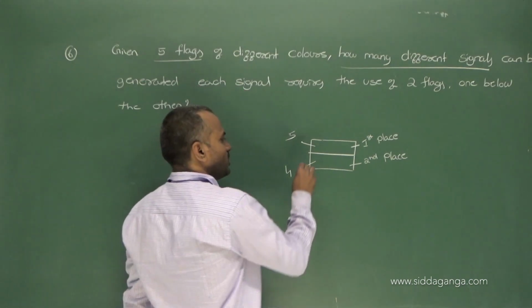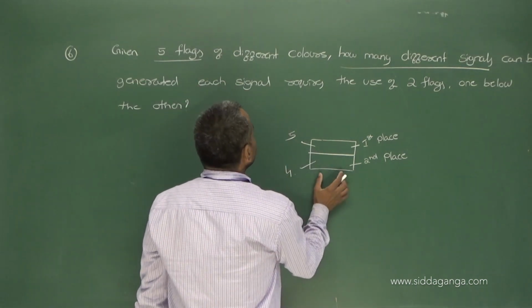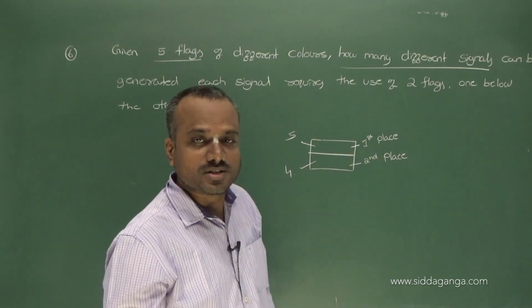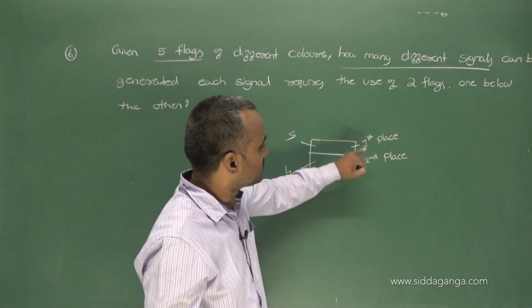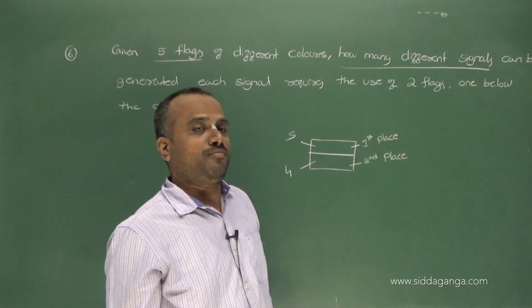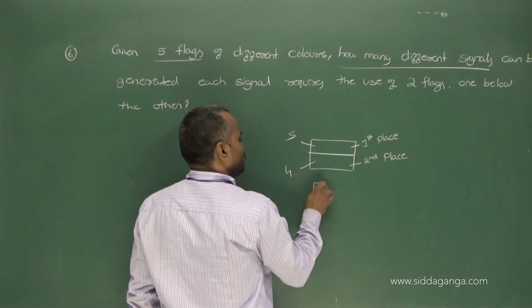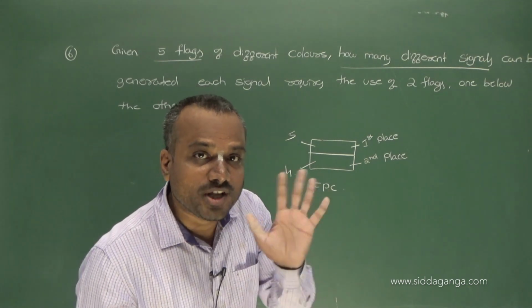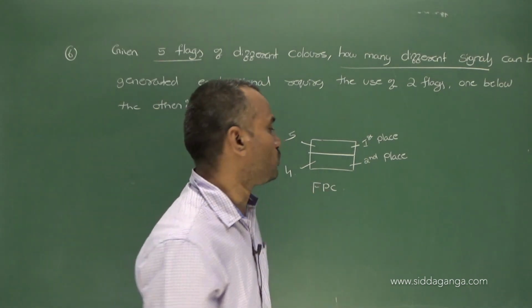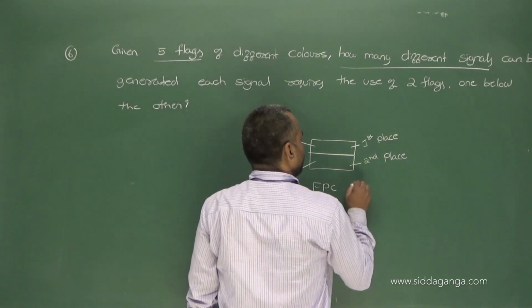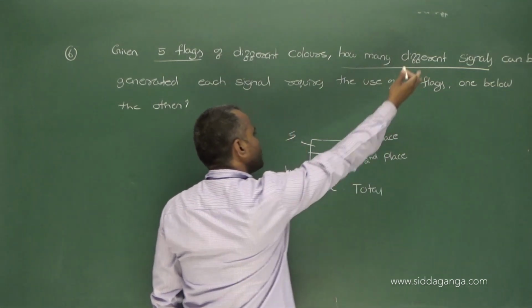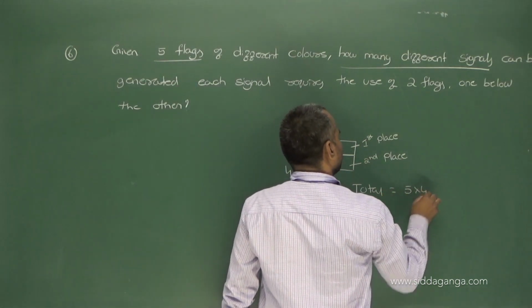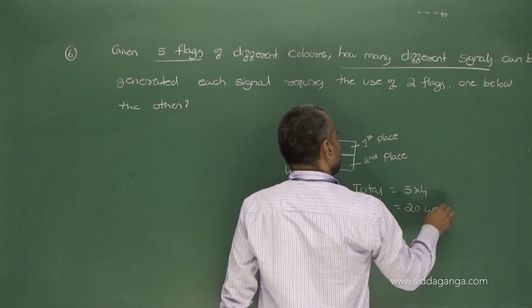To generate a signal, we need the first and second place, the first box as well as the second box. That means the second box is completely dependent upon the first box. Here we apply the fundamental principle of counting, or the multiplication rule. According to the multiplication rule, the total number of different signals of two flags is given by 5 into 4. How many ways? 20 ways.